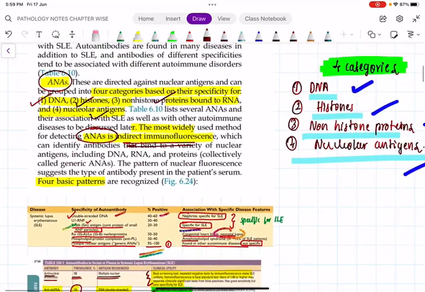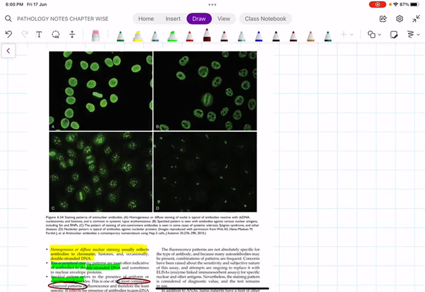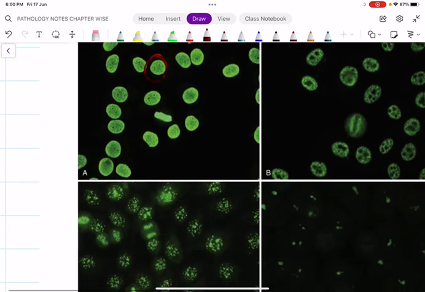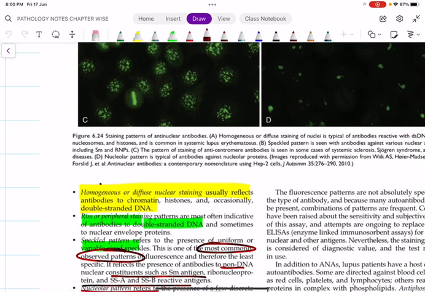Then I told you we can see indirect immunofluorescence. In indirect immunofluorescence we can see some different patterns. The first pattern I am showing is the homogeneous pattern. Remember, whenever there is a homogeneous or diffuse nuclear staining, it indicates that antibodies are directed against double-stranded DNA. I told you, double-stranded DNA. Yes, double-stranded DNA.